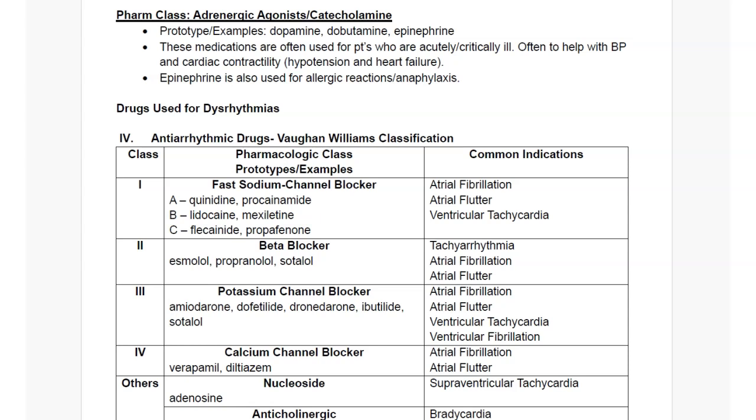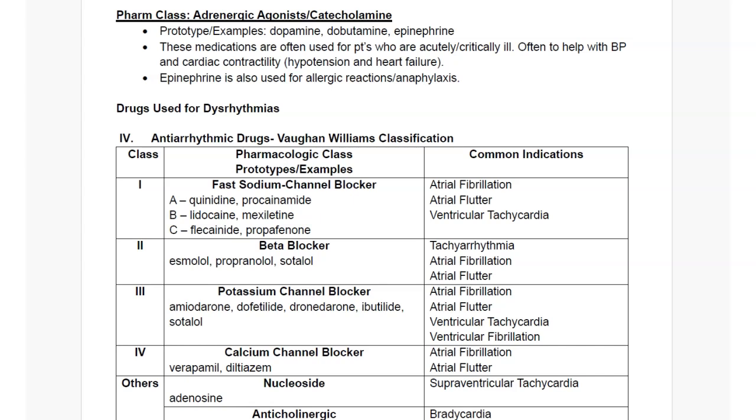All right, next we're briefly going to talk about the adrenergic agonists or catecholamines. Examples of these are dopamine, dobutamine, and epinephrine. These medications are often used for patients who are acutely and critically ill, often to increase their blood pressure and at times their cardiac contractility. This is used in cases of hypotension or severe hypotension, really low blood pressure, and heart failure.